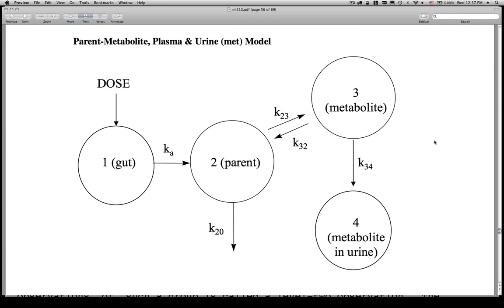Okay. So that's the data structure. This is the model. So we have an additional parameter to estimate here. Well, I'm sorry, we don't have an additional parameter to estimate. We have the same number of parameters. We have an additional sampling compartment.